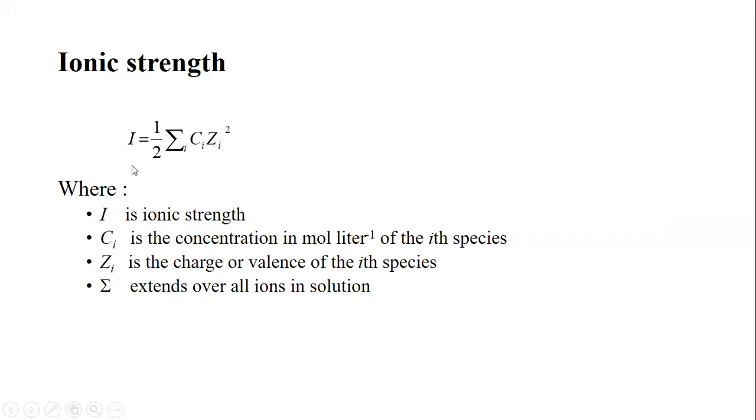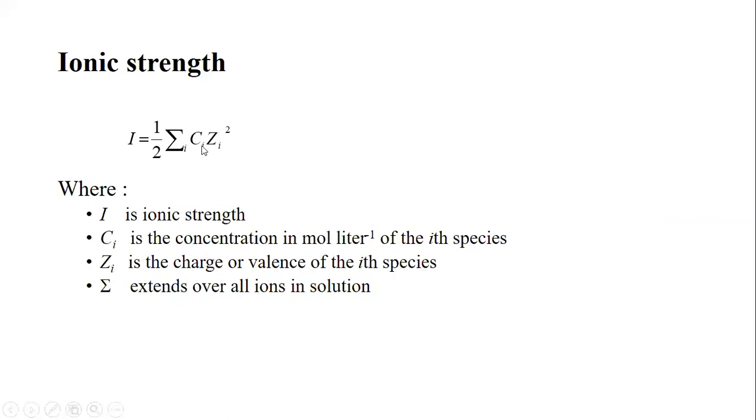So I is the ionic strength, Ci is the concentration in mole per liter of the ith species. Again, ith species means the first, the second, third, all the ions, you put them side by side and you start with the first one and then you go to the next and so on. So that's the meaning of the ith species or ion.